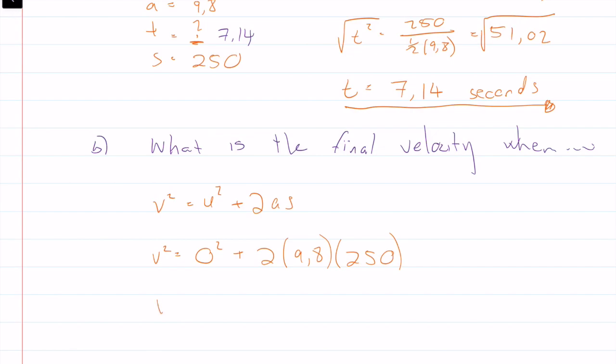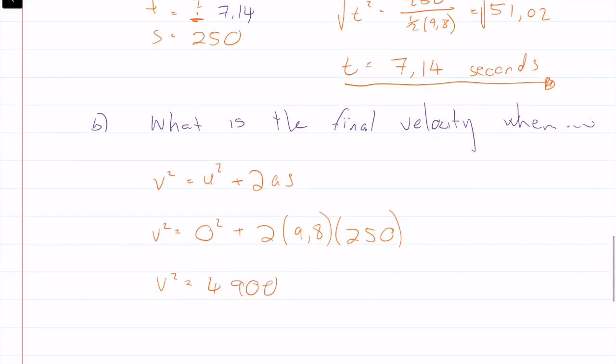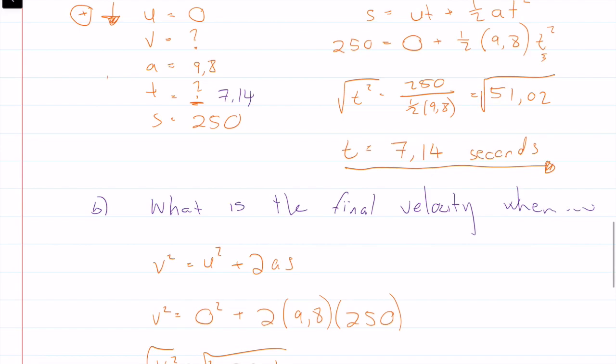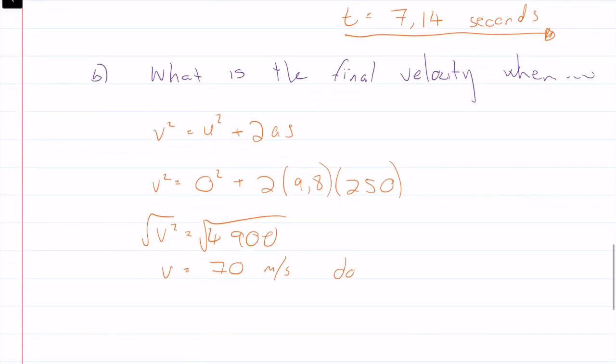Okay, so V squared comes out as being, let's see, 4,900. So V, I'm going to square root both sides, and I am left with 70 meters per second. Okay, now my V came out positive, right? So that means my final velocity was whatever direction I chose as being positive, and I chose downwards as being positive, so my velocity is going to be down. Remember, velocity is a vector, and therefore we have to treat it with a magnitude and a direction.